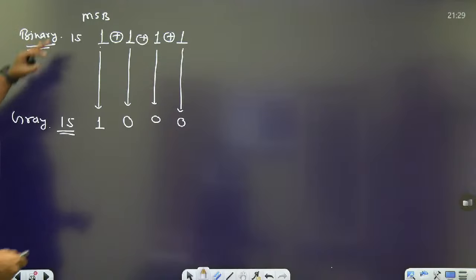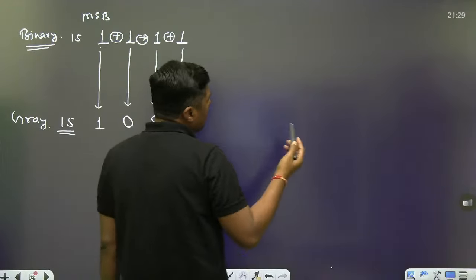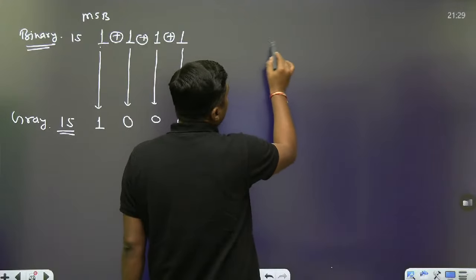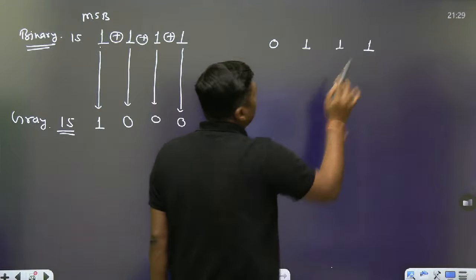This is called binary to what? Gray conversion. This is binary to gray conversion. You can verify another number also. For example, 7. This is 7 in 4-bit.